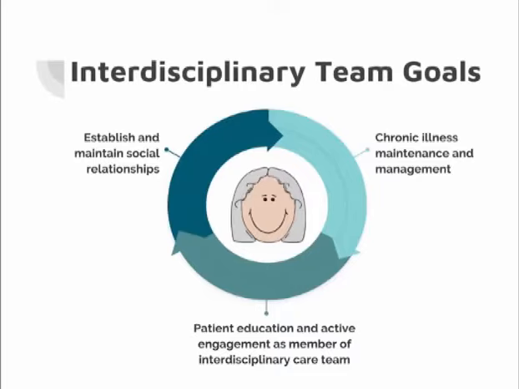And the second one on the left is establish and maintain social relationships. From the case, we realized that Susan really does not have much social supports, and that's something the social services part will be working on. And up there on the right is chronic illnesses maintenance and management. So at this stage, our focus regarding her chronic illness conditions, we'll be focusing more on maintenance and management rather than treatment.